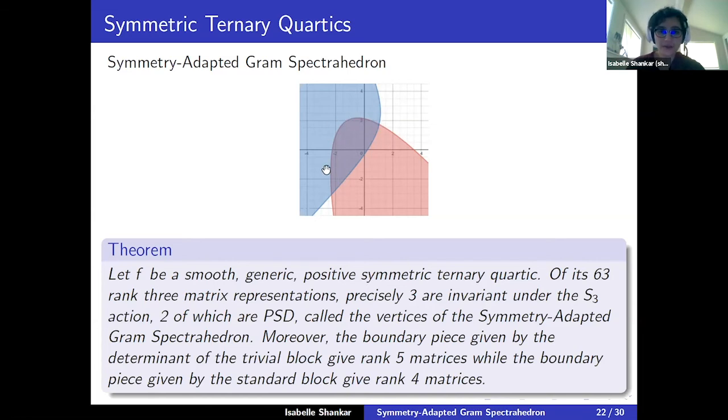Along the boundary of the parabola, we actually get rank 5 matrices, and along the boundary of the hyperbola, we get rank 4 matrices. So we have a complete understanding of the geometry and the structure of this.